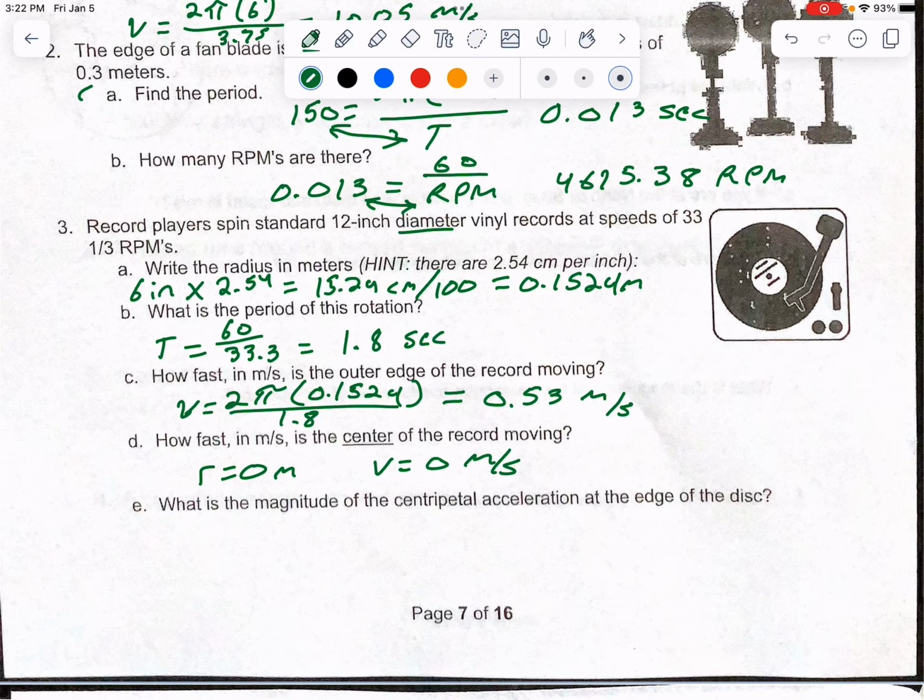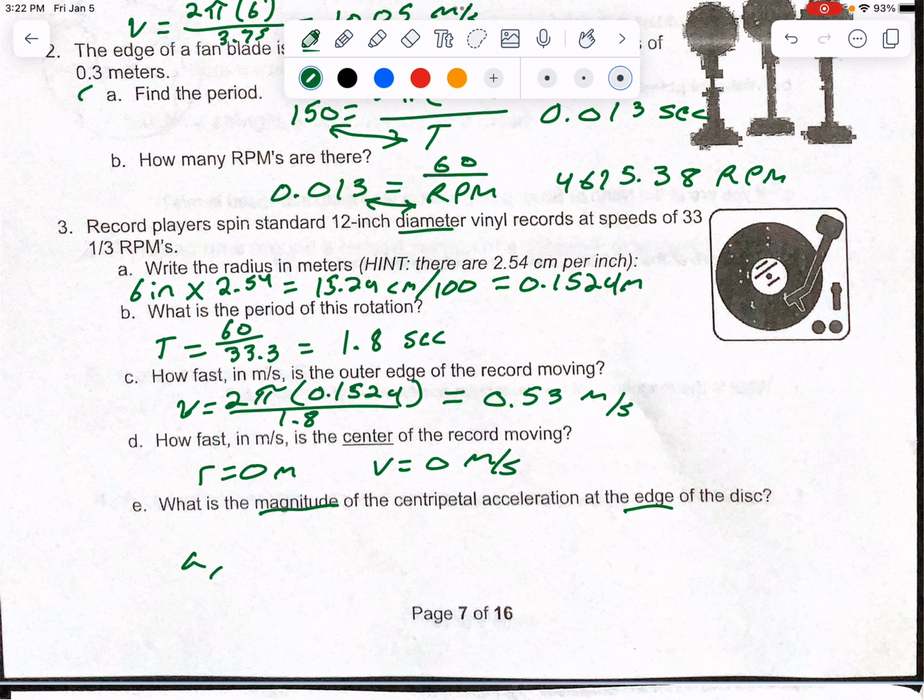Part E, what is the magnitude of centripetal acceleration at the edge of the disk? So we're back to the edge. We're no longer in the center, so E is not 0. Okay, don't get too hung up on the word magnitude. It just means value. It's basically saying what is the value of the centripetal acceleration. So in short, we're just looking for centripetal acceleration.